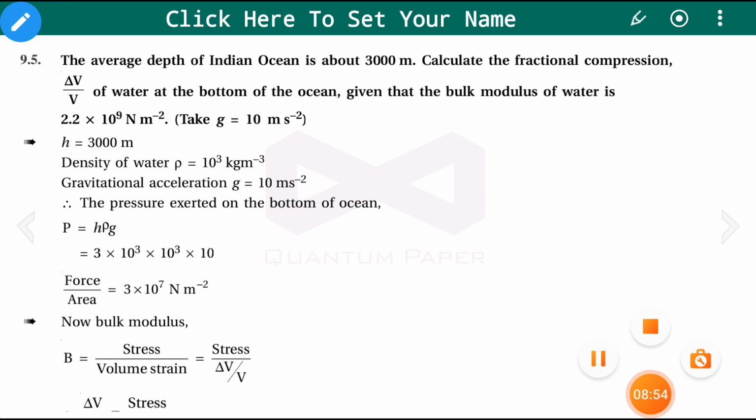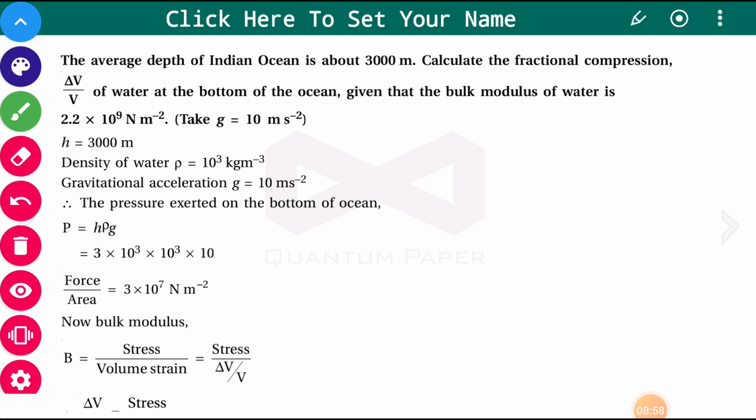Now example number 9.5. The average depth of the Indian Ocean is about 3000 meter. Calculate the fractional compression, that is delta V upon V, of water at the bottom of the ocean. Bulk modulus of water is given, it is 2.2 into 10 to the power 9 Newton per meter square. G is 10 meter per second square. Density of water is 10 to the power 3 kilogram per meter cube.